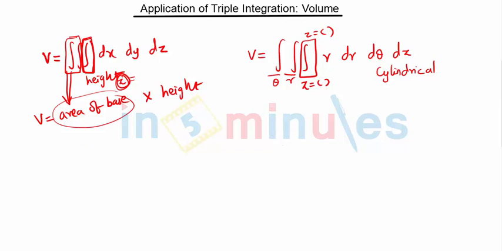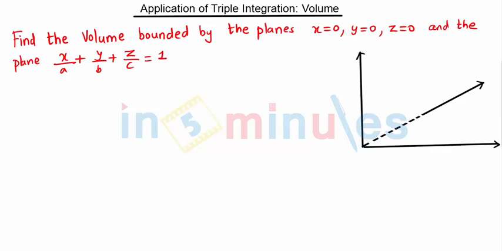So let's take an example on this. So this is our question. Find the volume bounded by the planes x equal to 0, y equal to 0, z equal to 0, and the plane x by a plus y by b plus z by c equal to 1. So this is our x-axis, this is our y-axis, and this is our z-axis. So what is x equal to 0? x equal to 0 means the yz plane. Why is it like this?